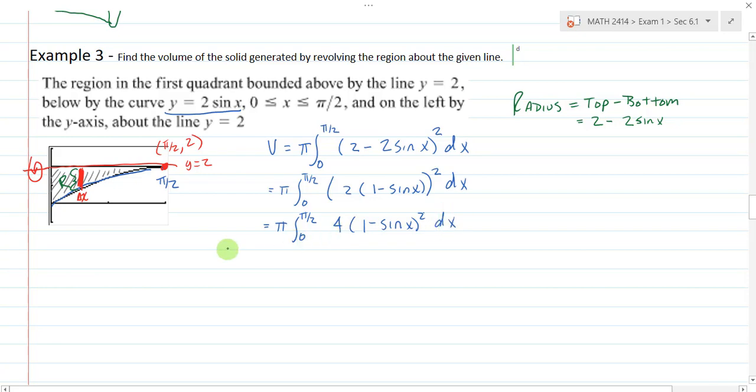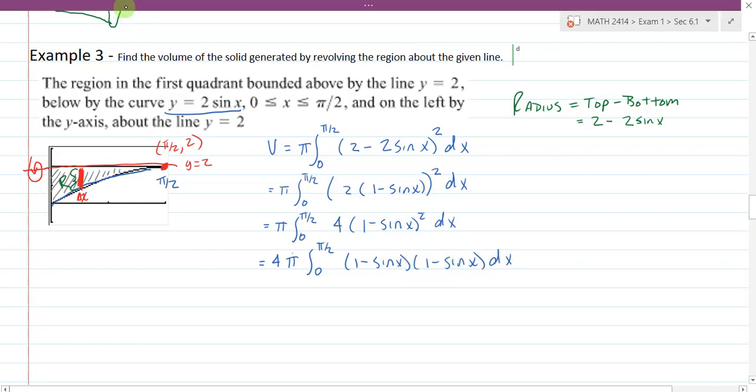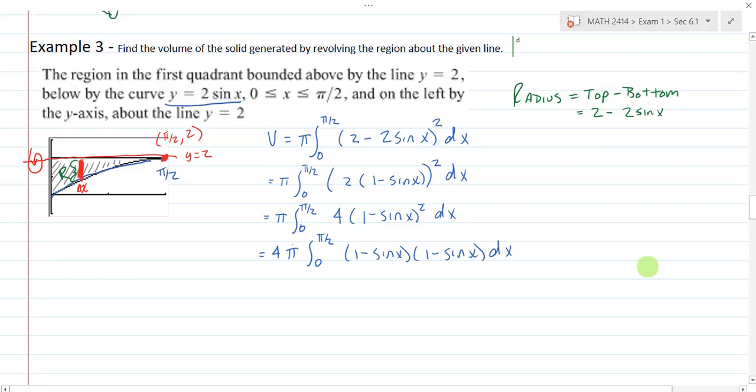So the 4 can come out of my integral. So this would now be 4 pi times the integral from 0 to pi over 2 of 1 minus sine x times 1 minus sine x dx. And to simplify this integrand, what do we need to do?